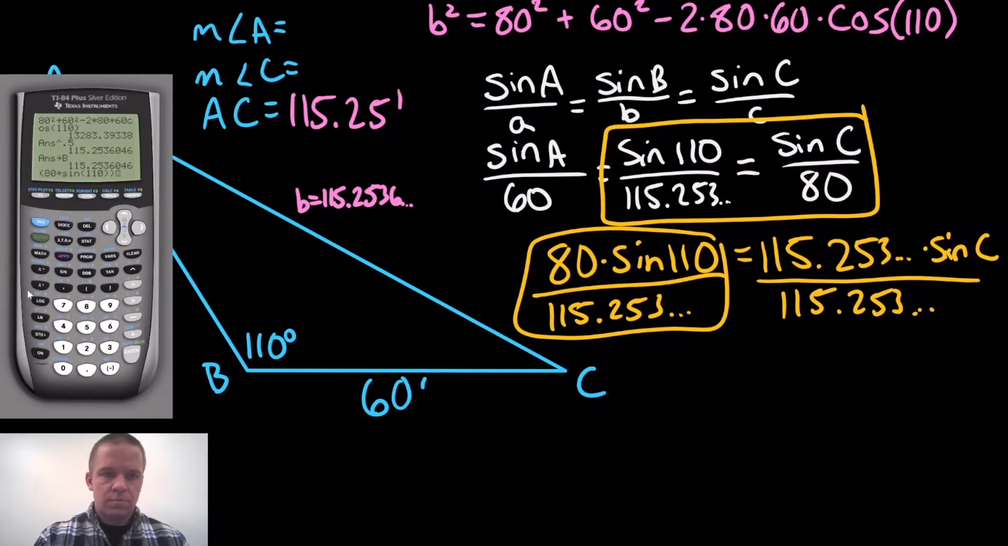So let's do that. I have it almost all plugged into my calculator here, and I'm going to divide by, as we stored it, B. All right, let's do that. Boom. So now I have my fraction here. We have 80 times sine of 110. Make sure you double close that parentheses there, and then I divide by that 115. That's what I stored as B, right?